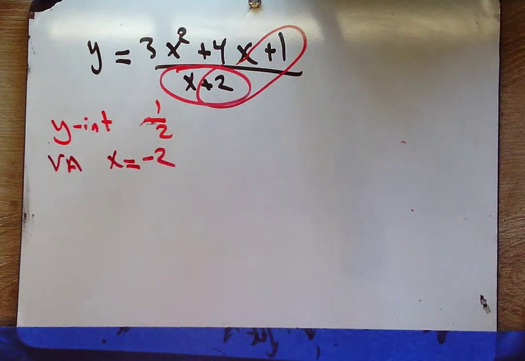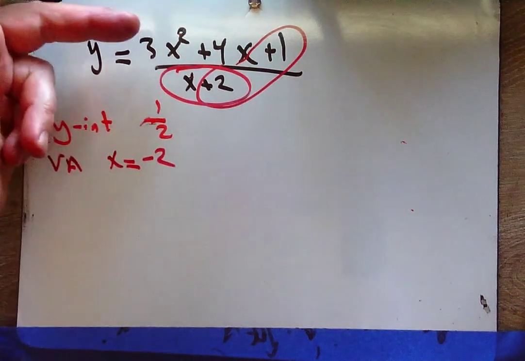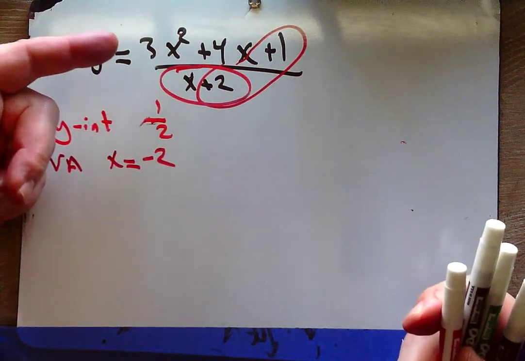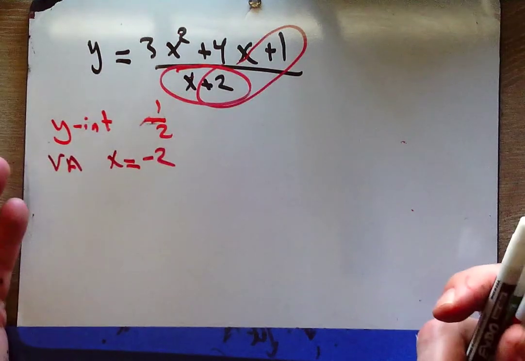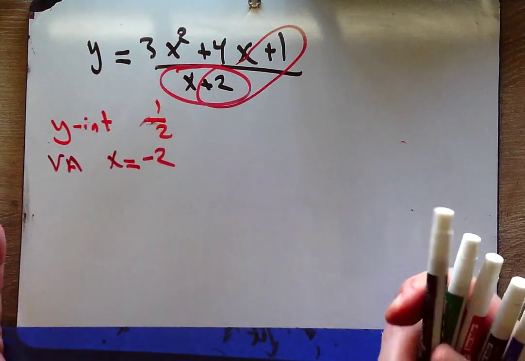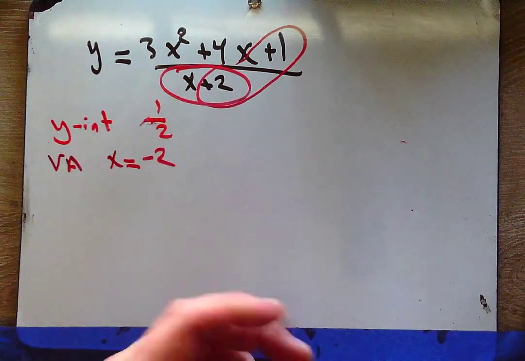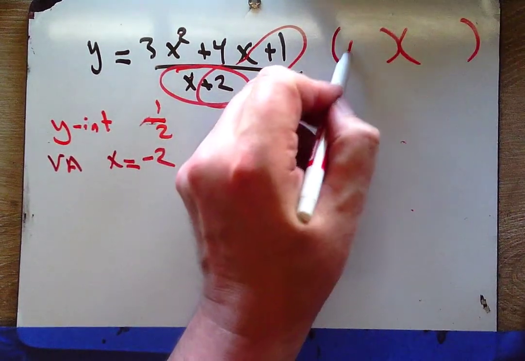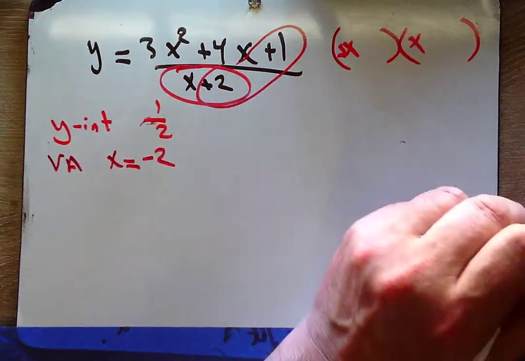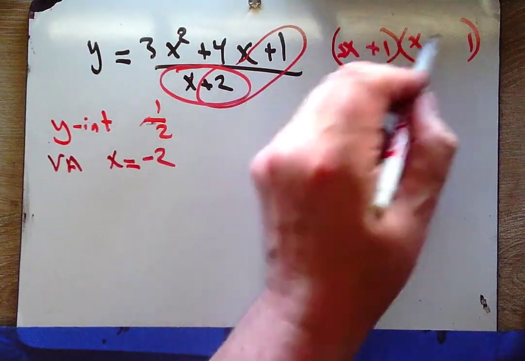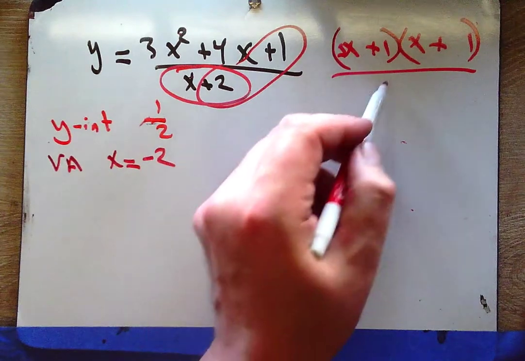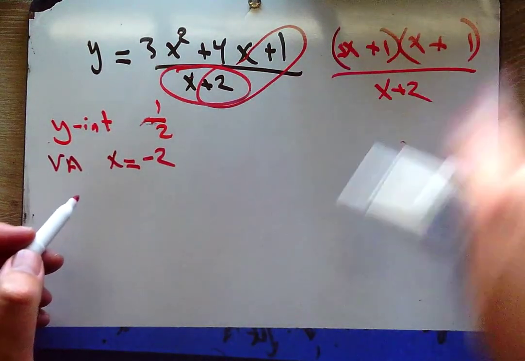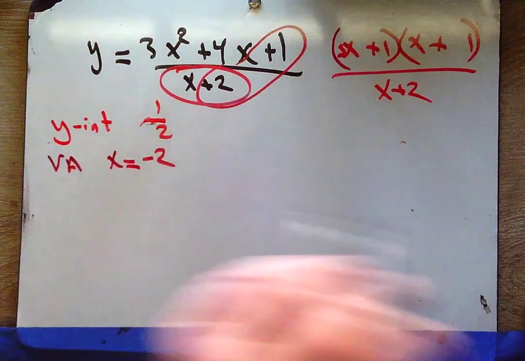How do I know if it has a hole? That's right. If a factor on top cancels a factor on the bottom, it has a hole. But I don't see any factors on top. Duh, we haven't factored it yet. So you've got to factor that. You can't just say, well, but it's not factored. No, start factoring. Okay, (3x plus 1)(x plus 1), and on the bottom, x plus 2. So I now see that there are no holes because there is no canceling.